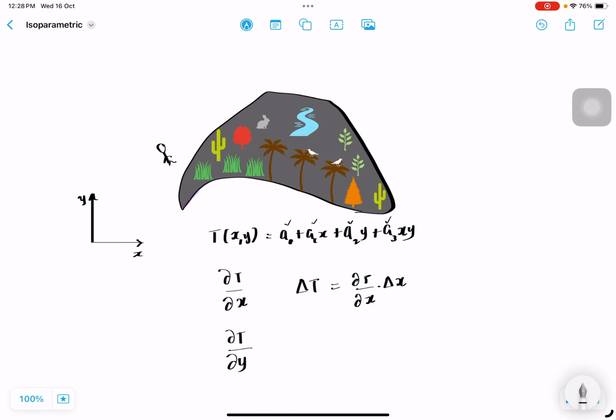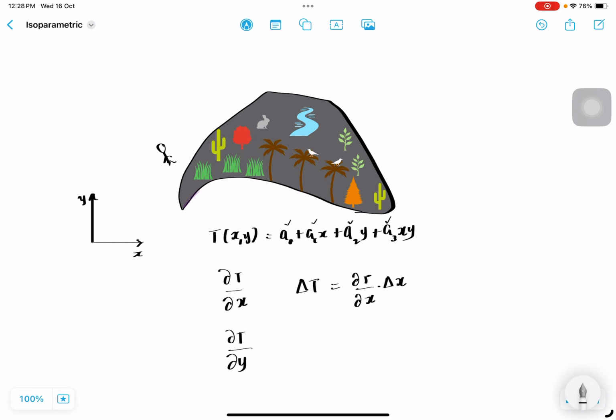So del x is the distance that Mr. Jack is traveling from point A to point B, perfectly along the horizontal direction. Please keep in mind that this distance Jack is traveling, del x, should be small for our computation to hold good.